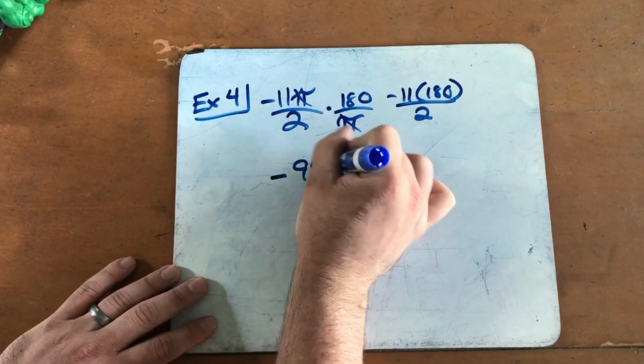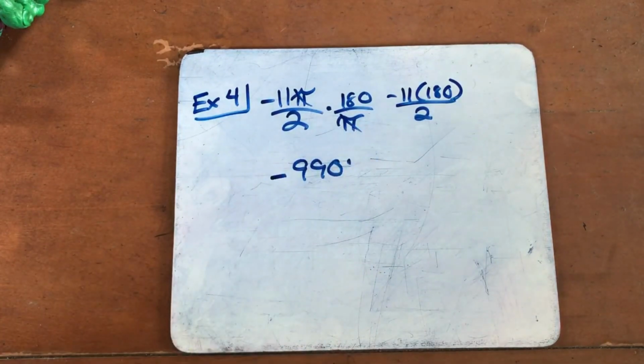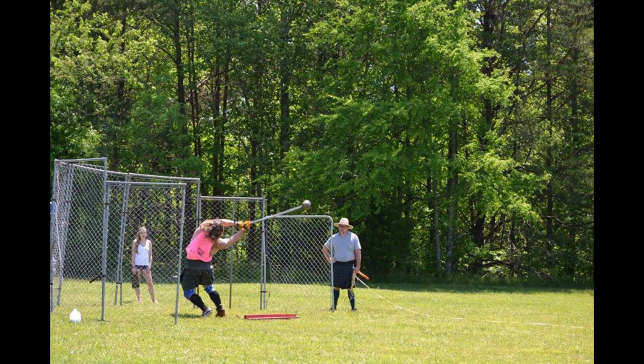which gives me negative 990 degrees. So just pay attention about whether the pi goes on top versus the bottom in terms of whether I'm converting to radians or degrees, but it's just pretty much the same thing over and over again. Shouldn't be too bad.